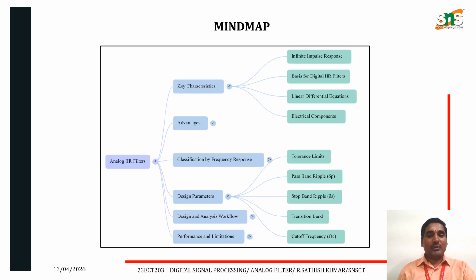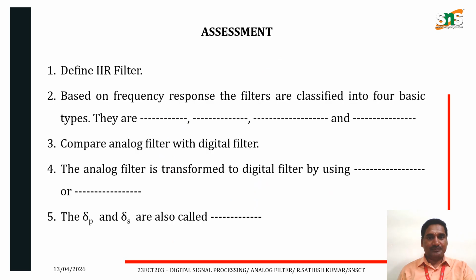This is the mind map of IIR filter, analog IIR filter: the key characteristics, advantages, classification by frequency response, design parameters, design and analysis, and performance and limitations. Key characteristics are infinite impulse response, basis for digital IIR filter, linear differential equation and electrical components. Design parameters are tolerance limits, passband ripple, stopband ripple, transition band and cutoff frequencies.